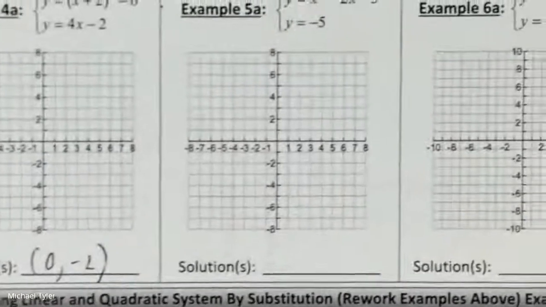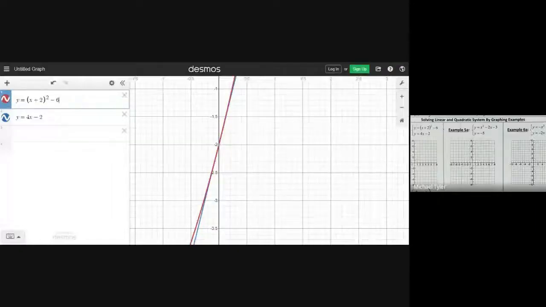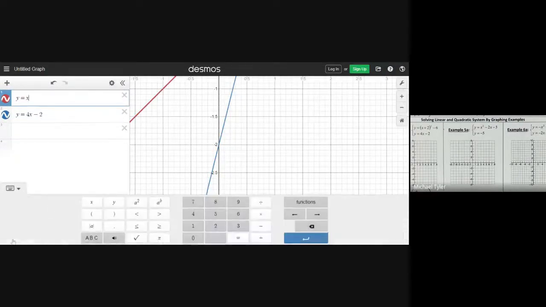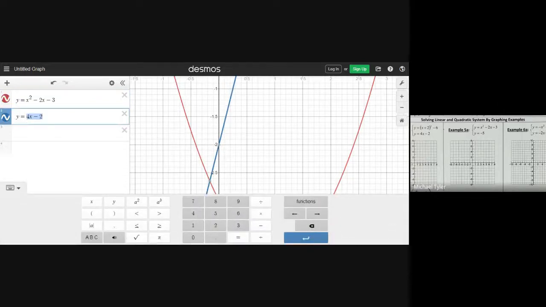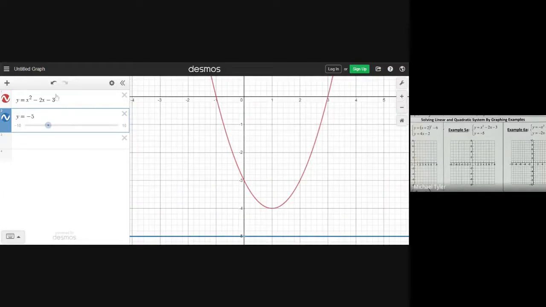For the next one, this one won't be as bad. So we'll go ahead and type that in. I wish there was an easier way to do this. For this one, we've got x squared minus 2x minus 3. And then the next one is y equals -5. So I have to scroll out here. There we go.